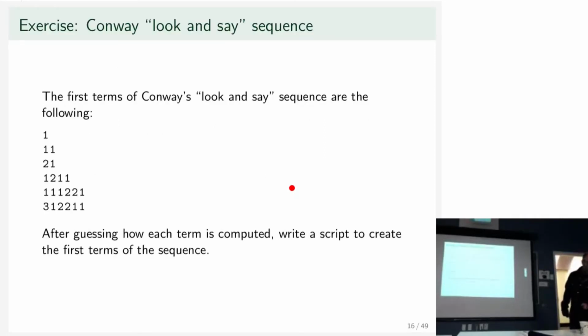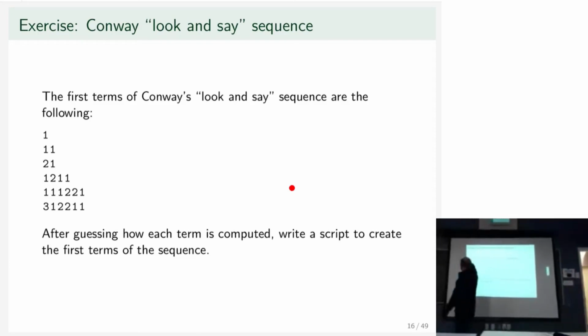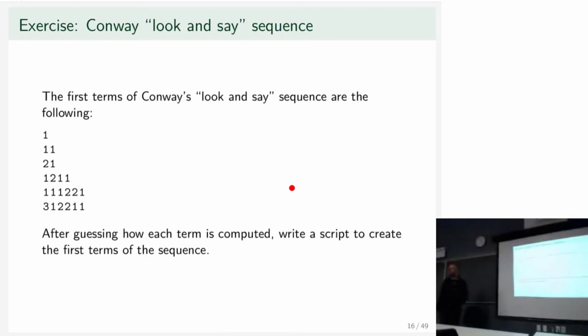Very good. And then I have another exercise, again Conway, and this is the famous look and say sequence. So can you guess the pattern here? This is the first exercise. Well, with the name, of course, it's easy, right? It's look and say. I start with 1, and then I see 1, number 1. Then I see 2 numbers 1. Then I see 1, number 2, and 1, number 1.